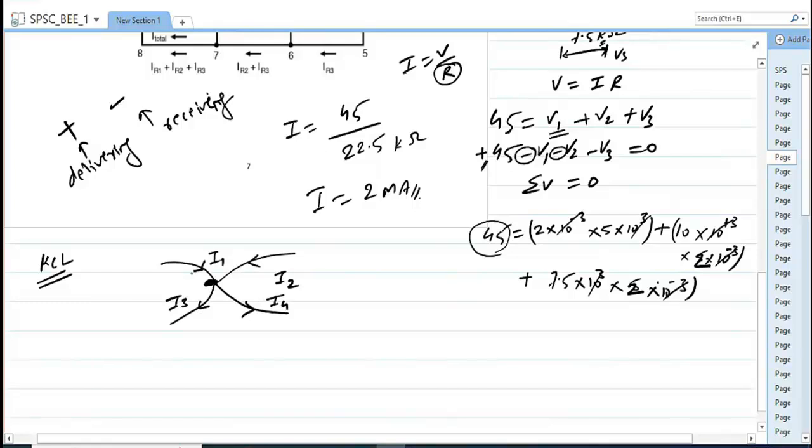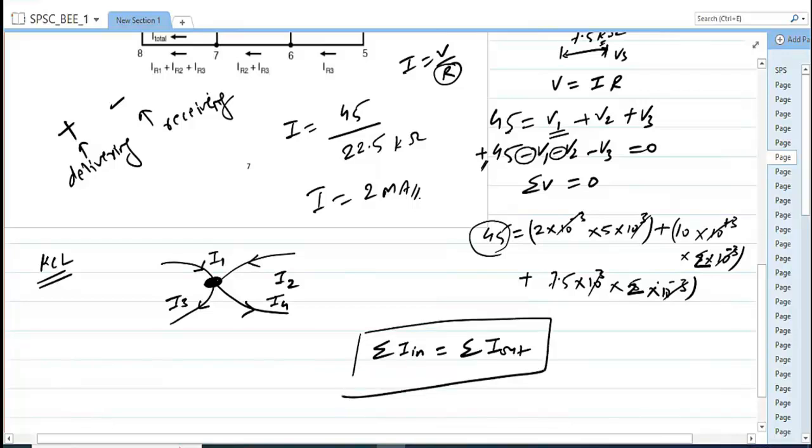Now what is happening at this node? What will you write? Sum of all the incoming currents is equal to sum of all the outgoing currents, and this is nothing but KCL. So what is KCL saying? KCL is saying that the algebraic sum of all the currents at any node is equal to 0.